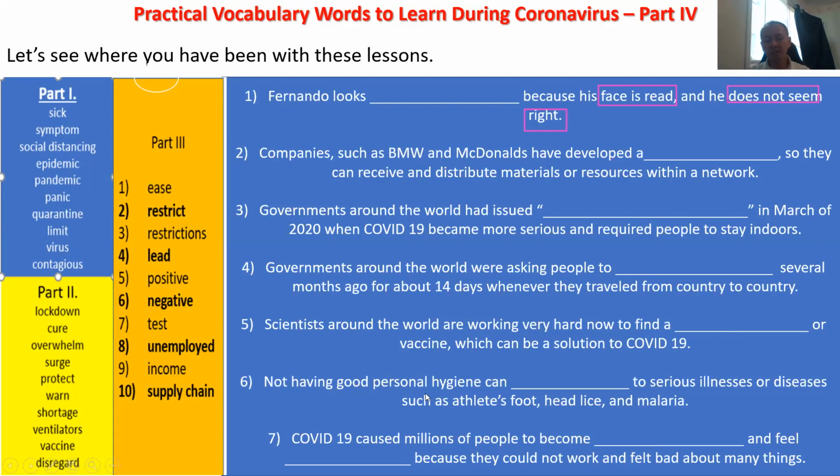Number 6, not having good personal hygiene can blank to serious illnesses or diseases such as athlete's foot, head lice, and malaria. So athlete's foot is when you don't clean your feet very well and your feet start growing fungus and things that make your feet look black and dirty. Head lice is when you have that little insect, the little crawling organism that grows on your head.